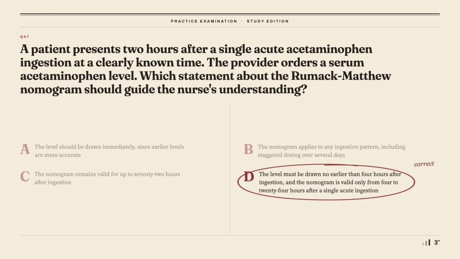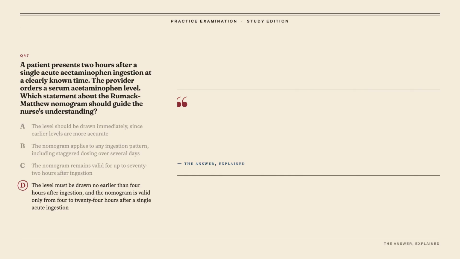The correct answer is D. The level must be drawn no earlier than 4 hours after ingestion, and the nomogram is valid only from 4 to 24 hours after a single acute ingestion. D is correct because before 4 hours, absorption is still incomplete and the serum level does not yet reflect the true peak. So plotting it would underestimate risk.